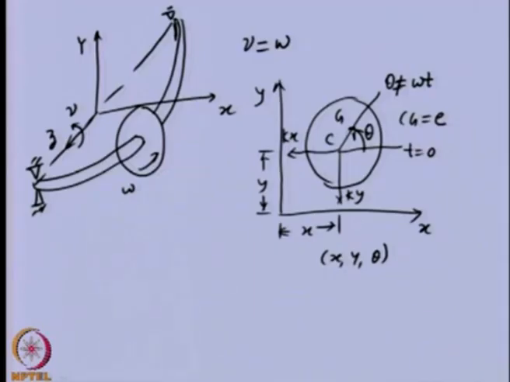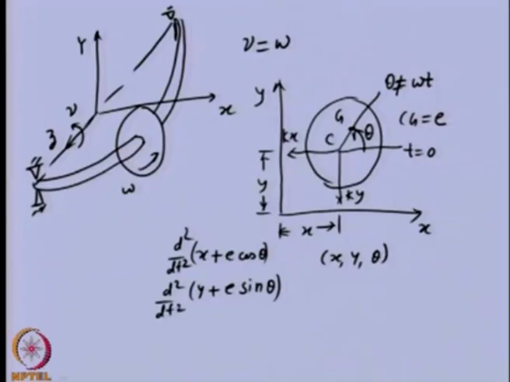So you can see that the position of the center of gravity of the disk will be, in the x direction, x plus E cos theta, and in the y direction its position will be y plus E sin theta. So this is the position of the center of gravity, and if we differentiate this twice, that gives the acceleration of the disk in x and y directions, and if we multiply by mass, these are the inertia forces. Now we need to equate this with the external forces.